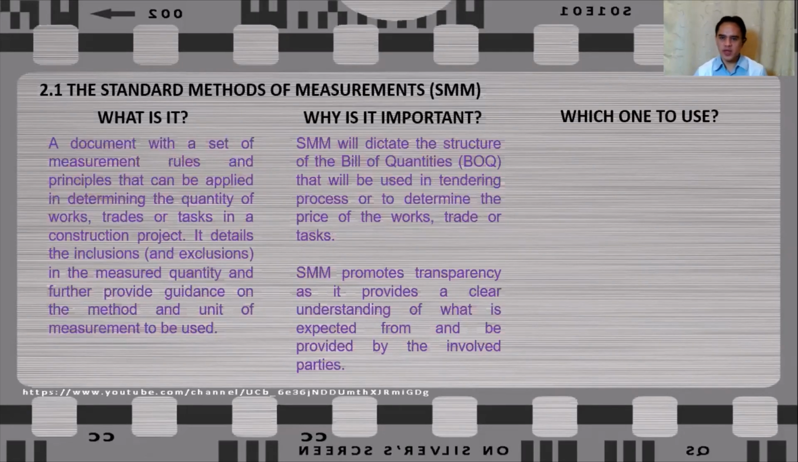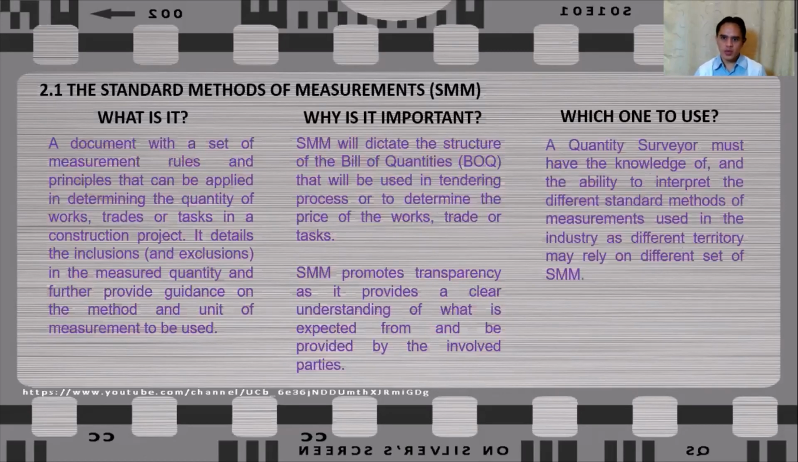Now, there are a lot of SMM being published. The question is which one to use. A quantity surveyor must have the knowledge of and the ability to interpret different standard methods of measurements used in the industry, as different territory may rely on different set of SMM. So there are different SMM for different functions and also used in different territories. So how to determine which one to use?